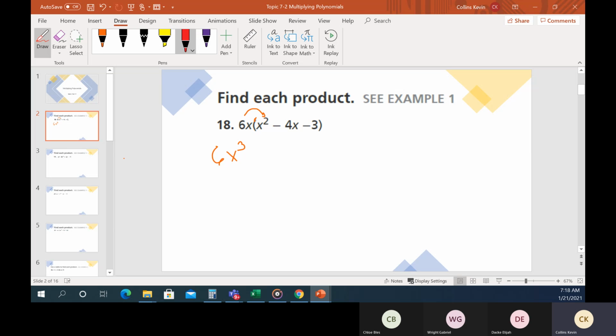Okay. And we do the same thing with the 6x and the minus 4x. So we got 6 times minus 4, that's going to be minus 24. X to the first and x to the first is x to the second. Okay, and then finally the 6x times the negative 3. So 6 times negative 3, that's going to be negative 18. And then just bring the x along for the ride. That's it. Easy peasy.